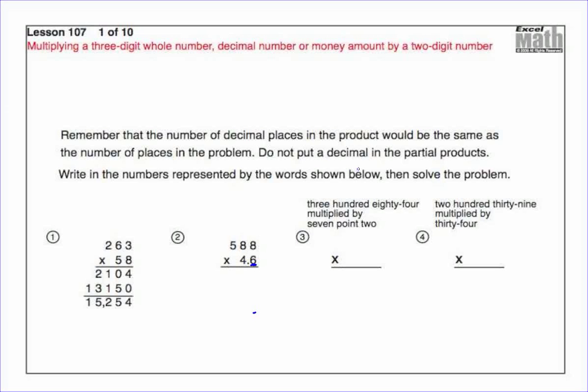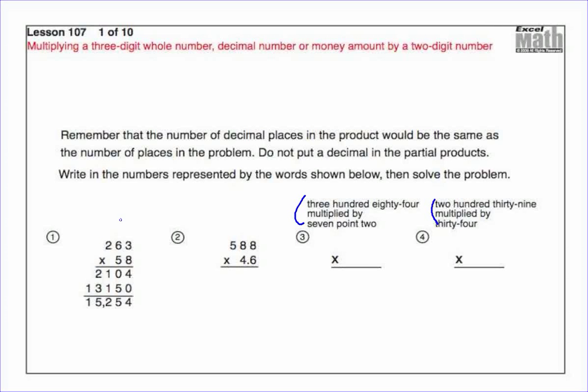Do not put a decimal in the partial products. What that means is, as you do the problem, these here are called the partial products. They're the part of the answer, but not the whole answer. They don't want you putting decimal points in there. All right, that's what that sentence means. And it says, write in the numbers represented by the words, that's these here, shown below, then solve the problem.